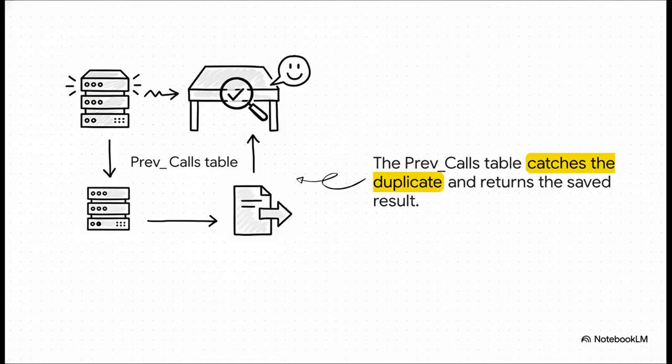Okay, now let's replay our lost reply scenario. The client times out and resends the request, using the same sequence number. This time, when the server gets it, the first thing it does is check that prev_calls table. It sees the entry and goes, aha, I've already done this one. So instead of running the function again, it just grabs the result it saved from the first time and sends that back instead. Problem solved.